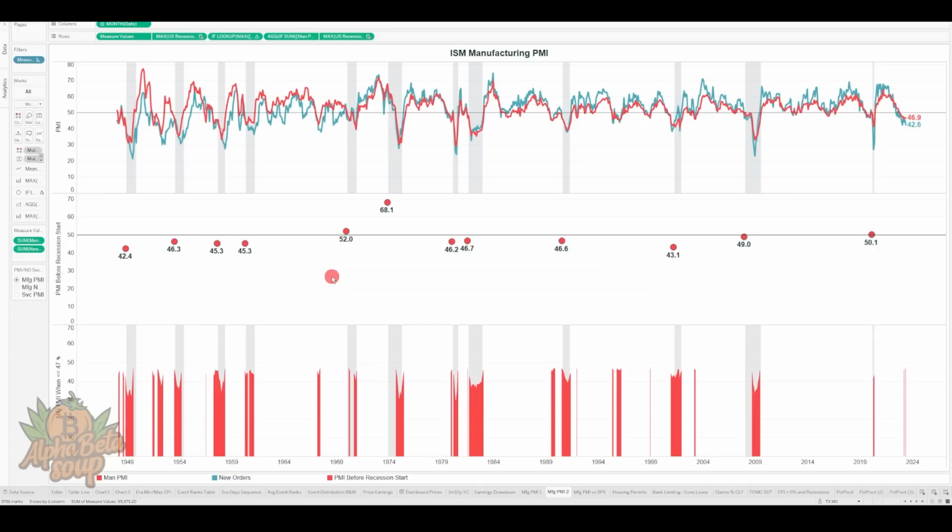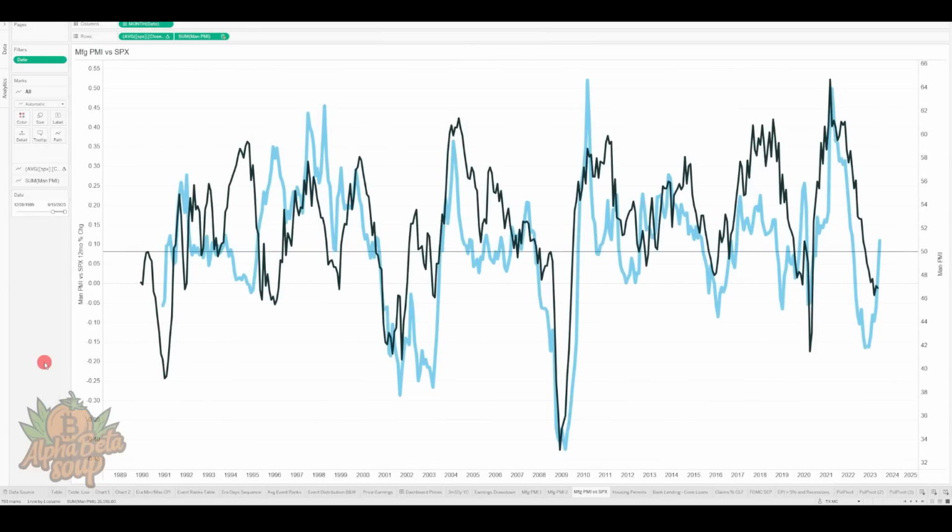And the PMIs themselves are a really good indication of sentiment, and generally speaking, the market tends to follow the path and the fate of the PMIs. They tend to be intertwined with each other. And you can sort of see that here on the year-over-year change of the S&P overlaid with the PMIs.